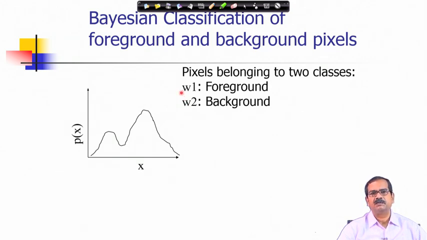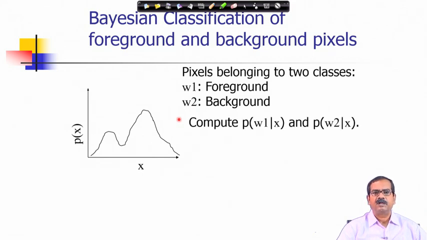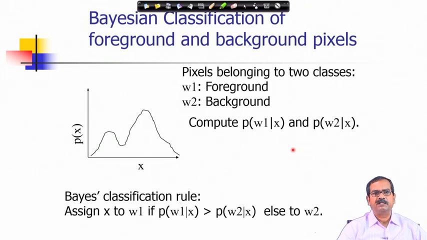Let us consider W1 and W2 just for the abstract representation of this problem. What we need to do in this case is compute the probability of class W1 given x and the probability of class W2 given x. This is because in the Bayesian classification rule, we assign the pixel x to class W1 if the probability of W1 given x is greater than the probability of class W2 given x. Otherwise, we assign it to W2. That is the Bayes classification rule.